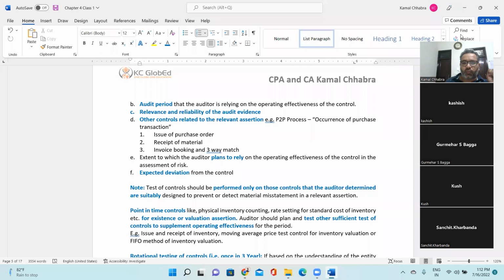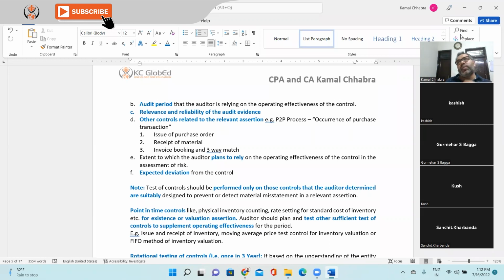Fifth one is the extent to which the auditor plans to rely on operating effectiveness of the control in the assessment of risk. If you plan to rely on the control, then you will be giving more extent of testing of control. But if you're not planning to rely on the control, then probably you are not bothered about it. You might not be testing the control. Make sense?